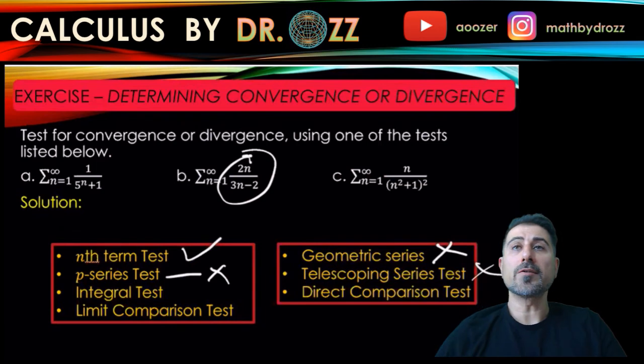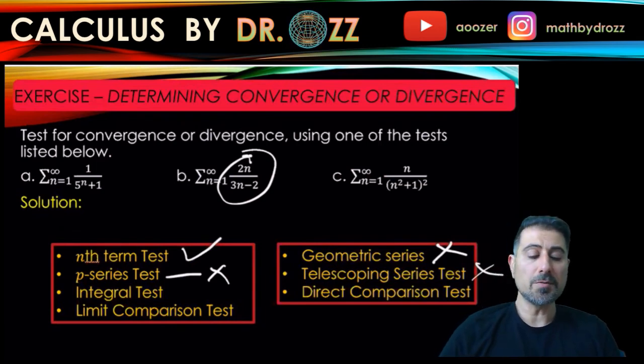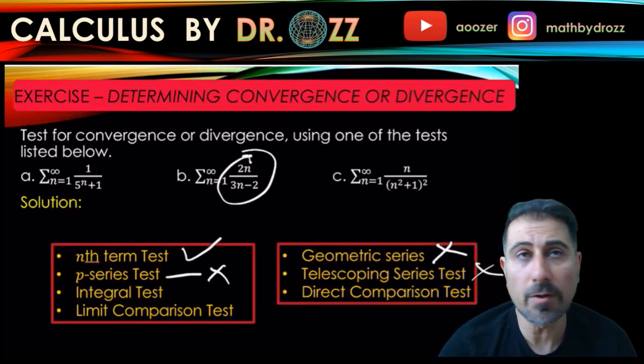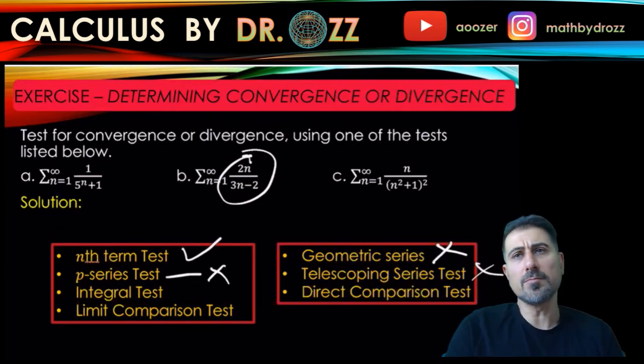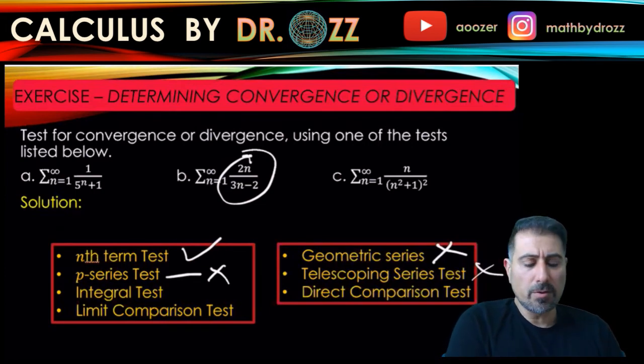But you can check the integral test if you want to. If you think that you can integrate 2x over 3x minus 2, go ahead and then just do the integration. The integral shouldn't be that hard. Limit comparison test and direct comparison test could be applicable as well.